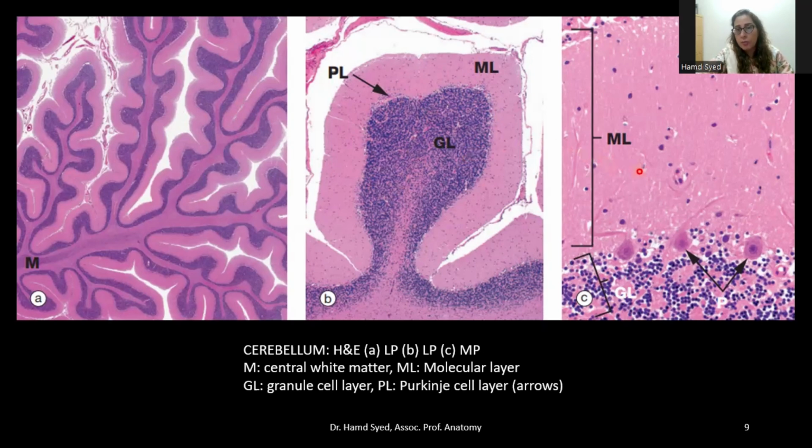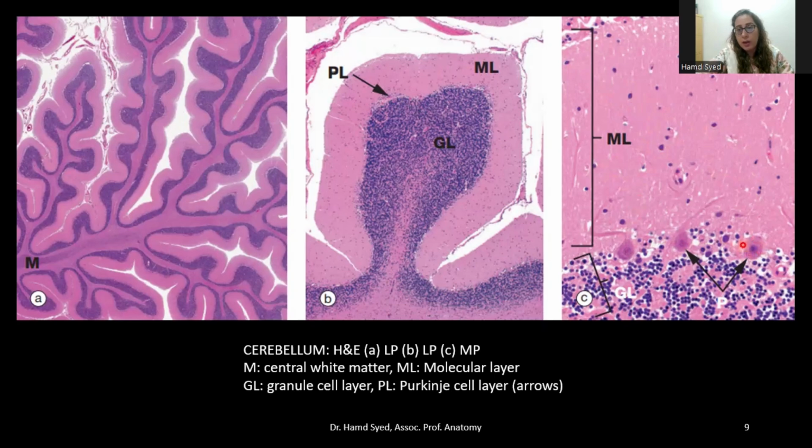And at a still higher magnification, we can see that this molecular layer has a few neurons. The nuclei of these neurons have stained basophilic, and you can see in between these neurons is the larger quantity of nerve fibers. Also at this higher magnification, we can see the second layer, which is the Purkinje cell layer.